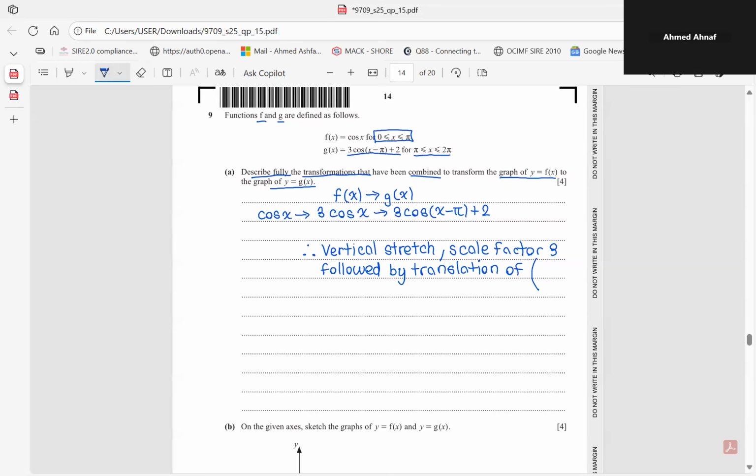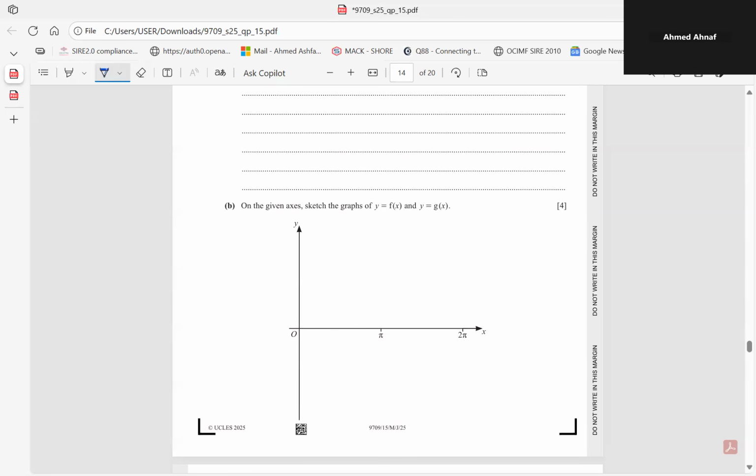So in our case, it's pi, since x minus pi equals 0, you take x equals pi, and 2. That's the y shift. Because we added 2 to this equation, obviously the graph would move 2 units up. So this is the final answer for this part. Let's check everything's correct. Okay, everything's correct. Let's head on to the next part.